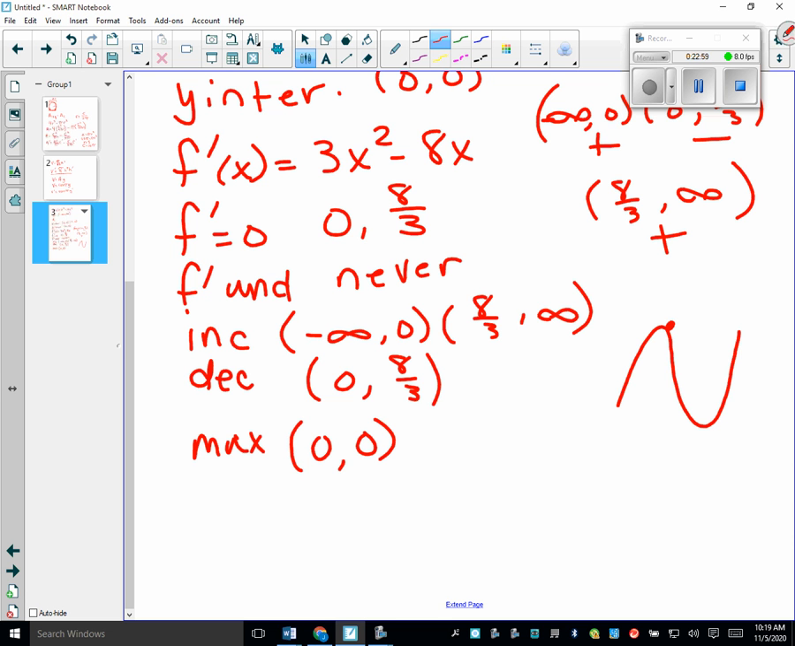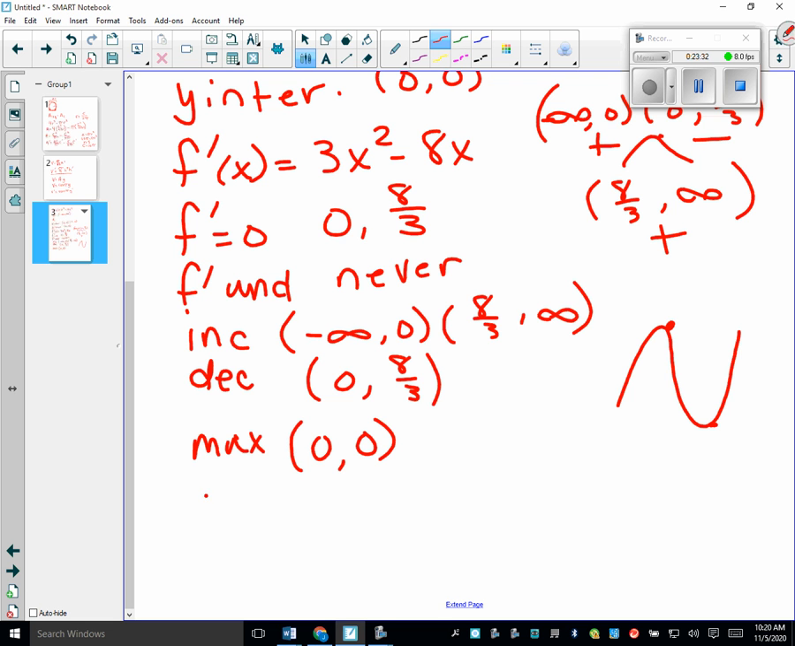How did you know it was 0 again? The x or the y? Well, doesn't it show right here? It's going up and then down. So where does it change right there at this number? 0. That's what that tells me. Now, where does it change right here? From 3 to 8 thirds. 8/3. And that is a min.